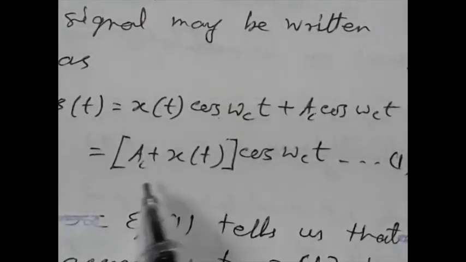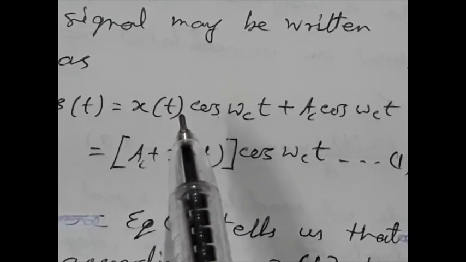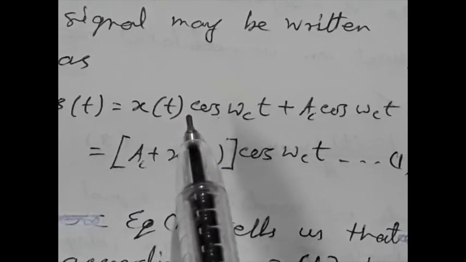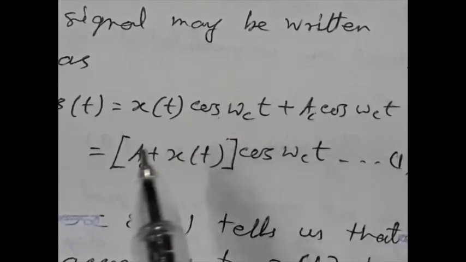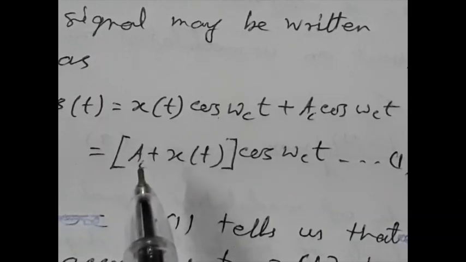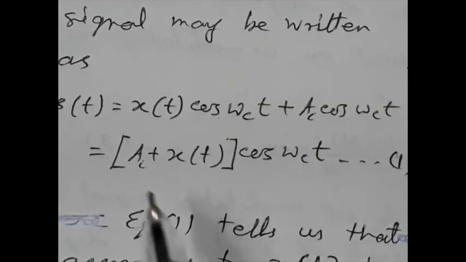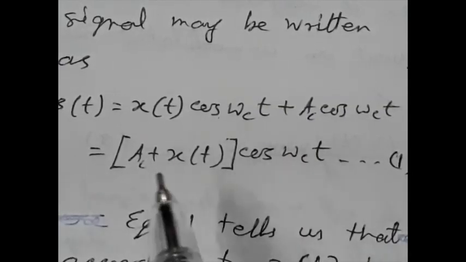This can also be written in various kinds of expressions available for the amplitude modulated signal. We have omitted all the complex notations, and this is the simplest form of writing the amplitude modulated signal. So we can write it in this way: (Ac + x(t)) cos(ωc t). This is the expression for the amplitude modulated signal.